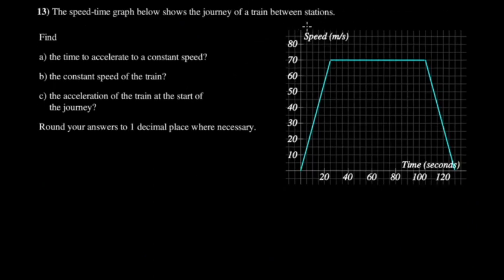This is more like what you actually get in ZIMSEC, because they don't want to test your knowledge of conversion factors in the way I was explaining it. Here is the speed-time graph, which shows the journey of a train between stations, going from one station to another. You're asked for the time to accelerate to the constant speed. Again, this is the constant speed, so the time would be this.